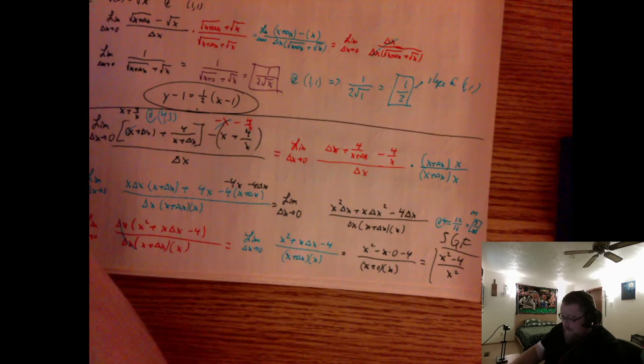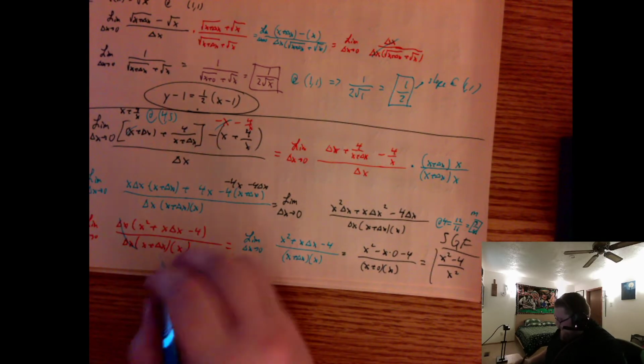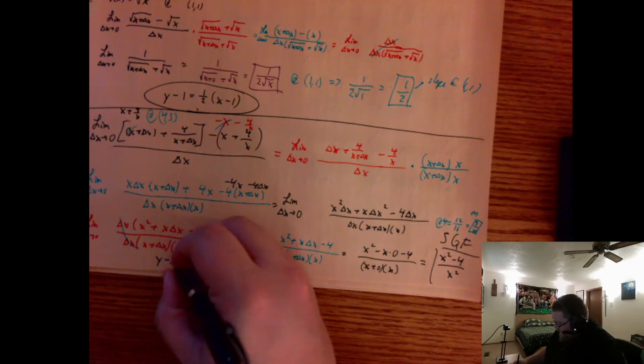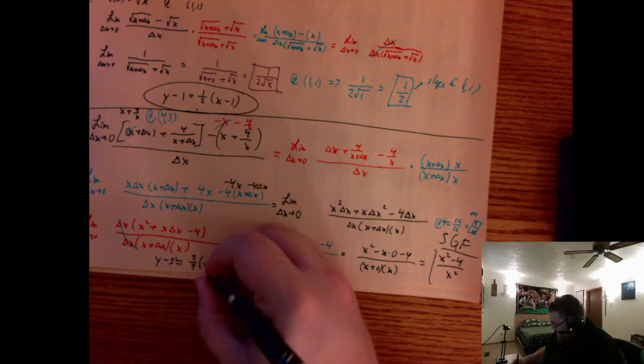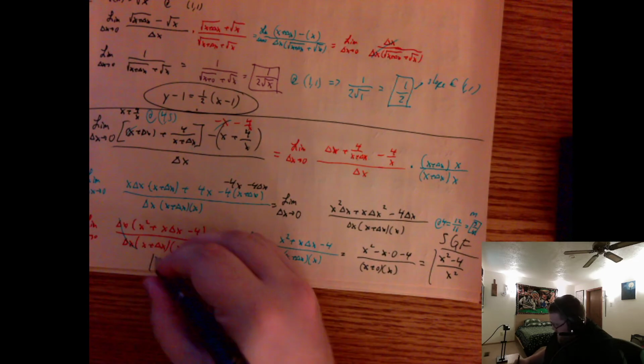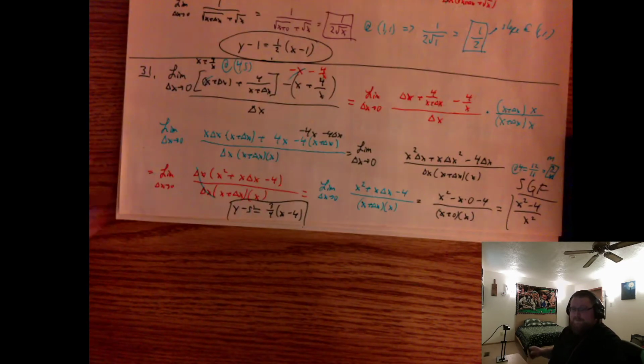I apologize for running out of room here. That would make my equation y minus 5 equals 3 over 4 times x minus 4. There's my final answer.